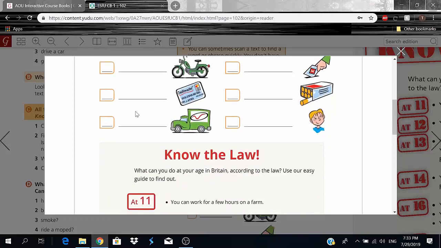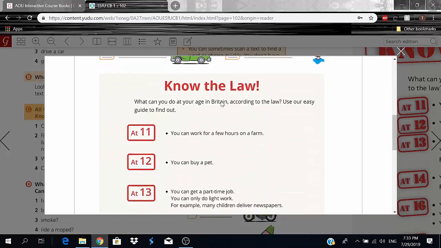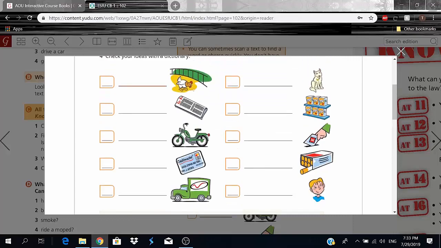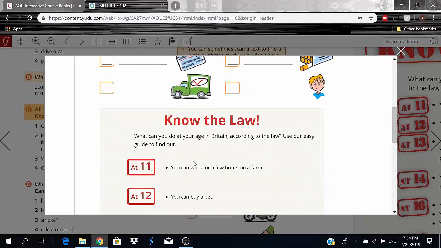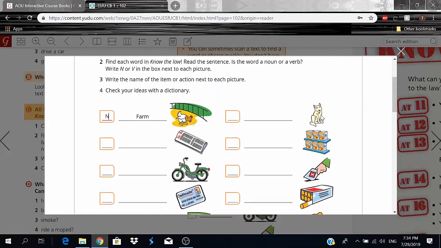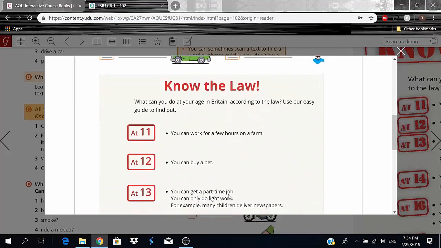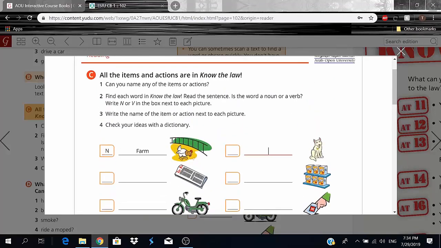And obviously all of these things are in the "Know the Law" text here. So we have at 11, you can work for a few hours on a farm. And would you look at that? I was correct. So farm. And farm is obviously a noun, you guys. Farm is not a verb. Okay? So farm, and now let's see, what was number 2? Okay, number 2 is a dog. So this is probably a pet. You can buy a pet at 12. Here you go. So we have pet, right? And pet is a noun. Then we have number 3.